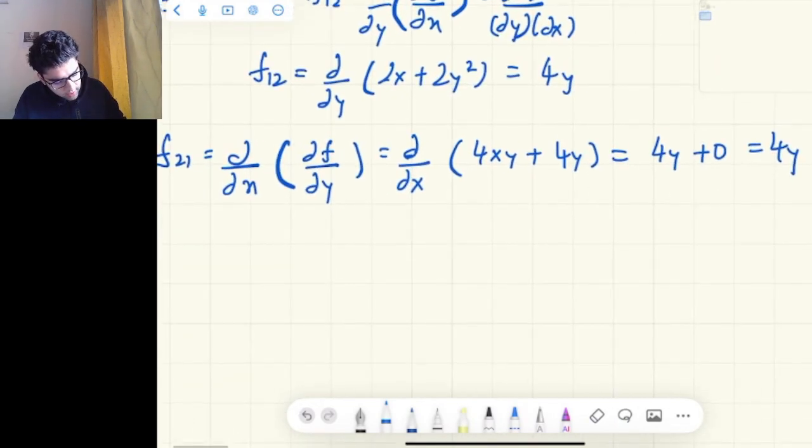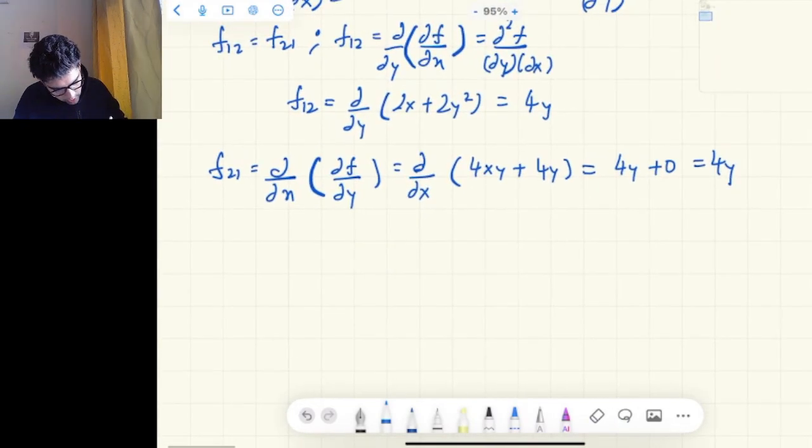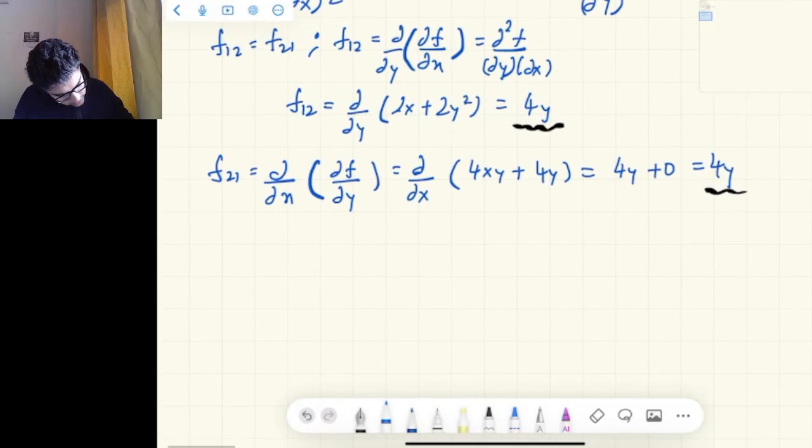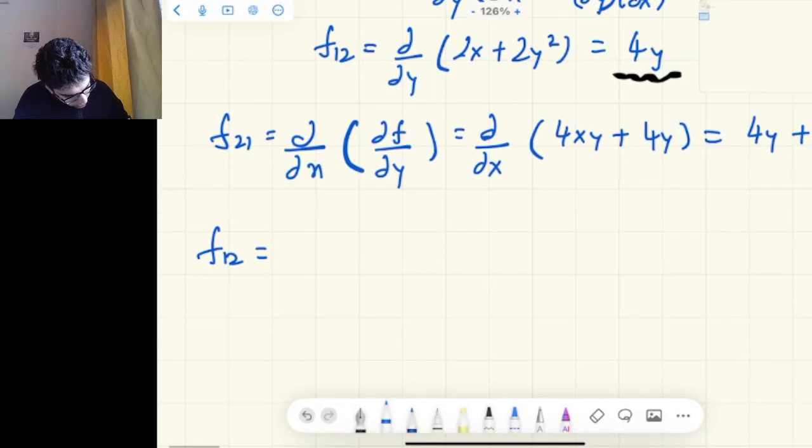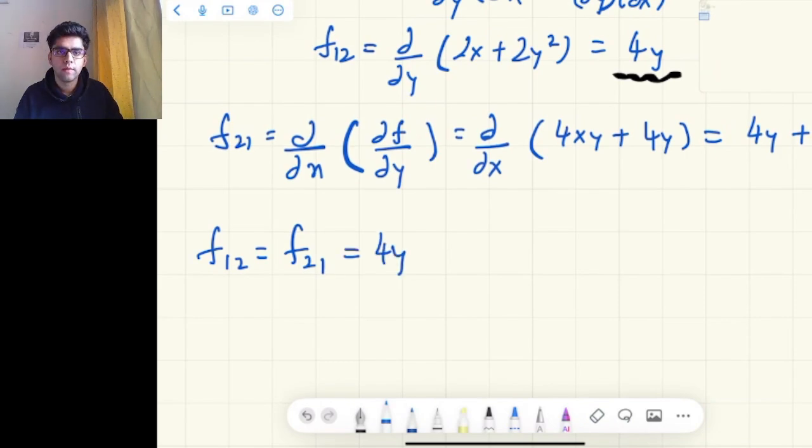Hence we can see that my F12 and F21 have come out to be equal, which shows us that what we have done is absolutely correct. So I can just write it here as F12 is equal to F21, which is 4y, right?